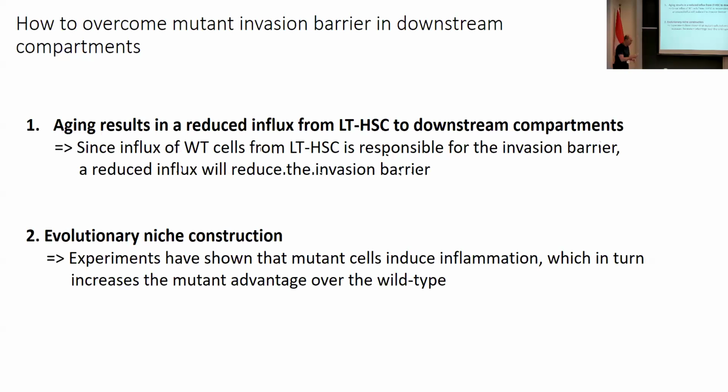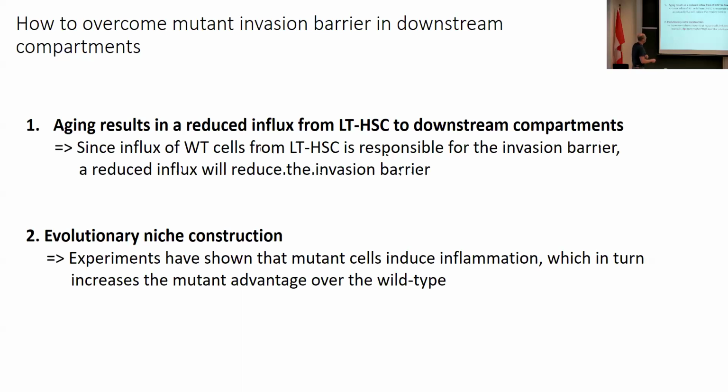And we consider two possibilities here. One is aging, and the other one is what we call evolutionary niche construction. So aging: there's data out there that shows that aging results in a reduced influx from long-term stem cells into the downstream compartments. A young mouse will have a strong influx, strong differentiation from stem cells to downstream compartments, an older mouse will have a weaker influx.